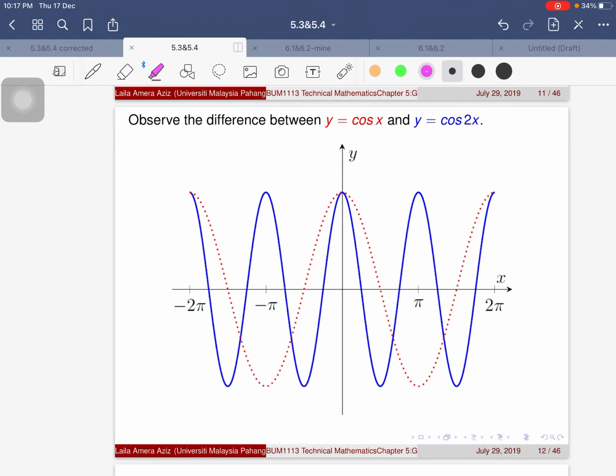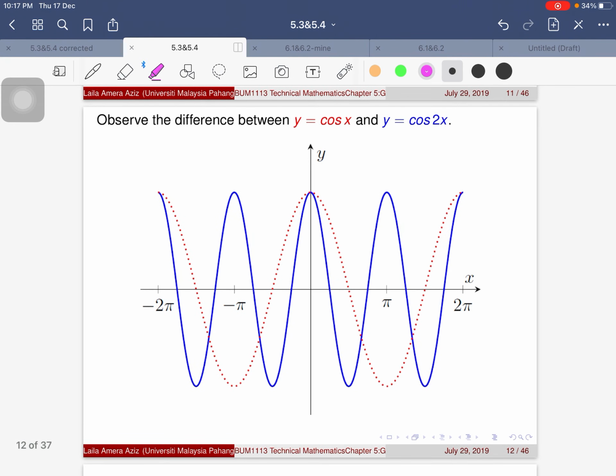Okay, so this is actually two graphs being put together. One is a graph of y equal cos of x, which is actually in red. So let me label over here. The one in red is actually the dotted one. So this is the graph of y equal cos of x. And the blue one is of course the graph of y equal cos of 2x.